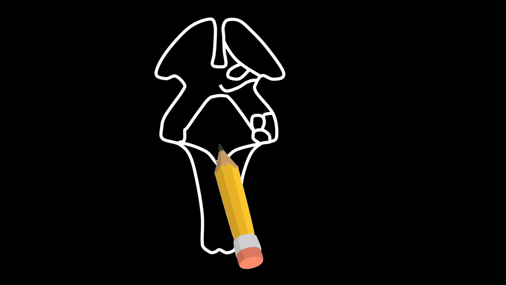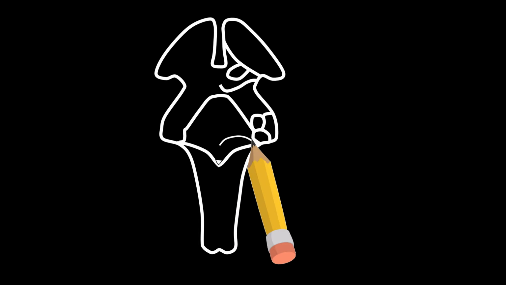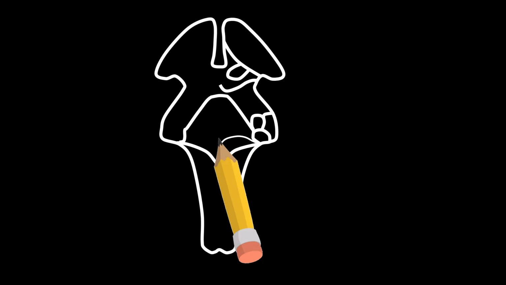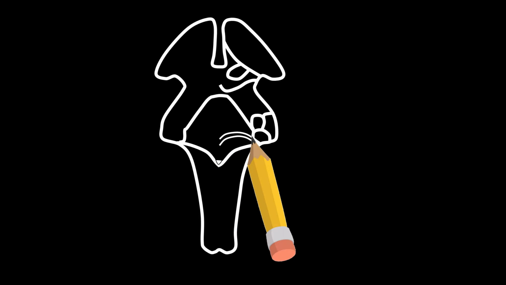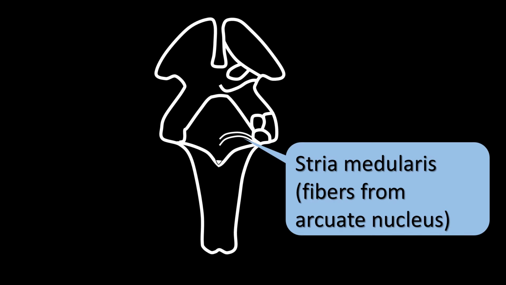Back to the drawing to fill the floor of the rhomboid fossa, by making a curved line as I have just made, and then another one just above it. They represent the stria medullaris.